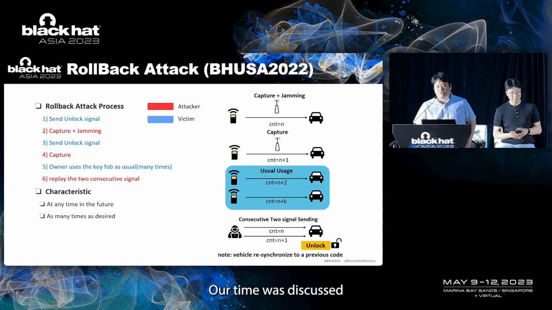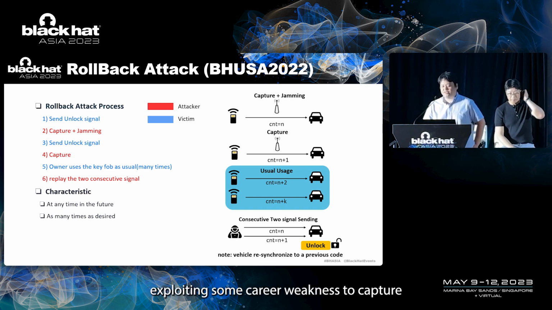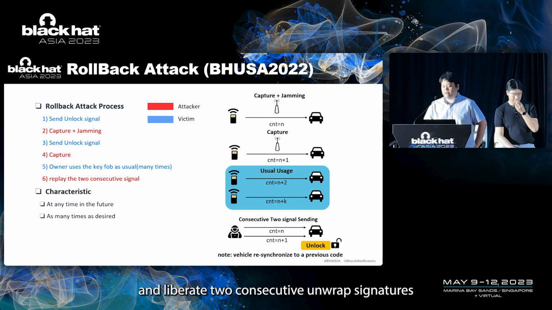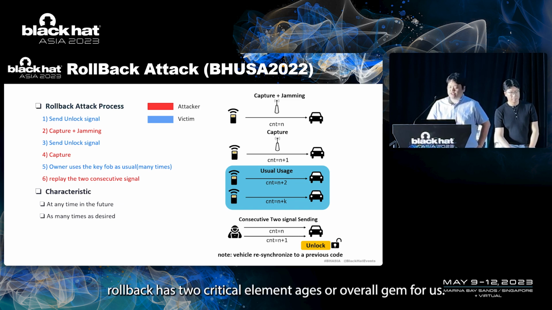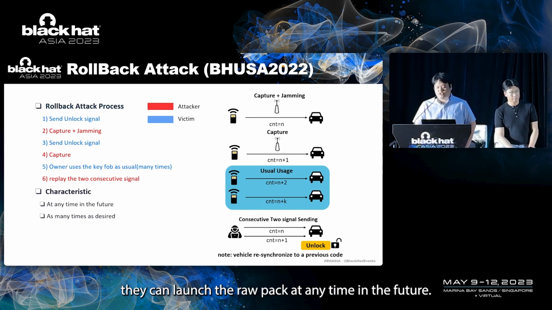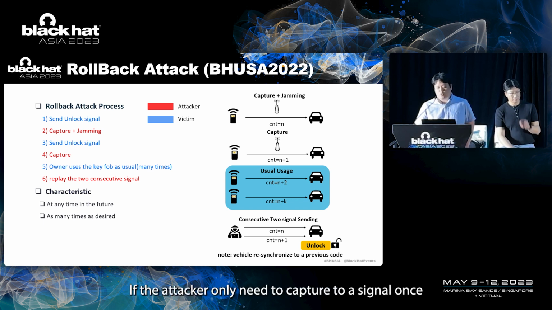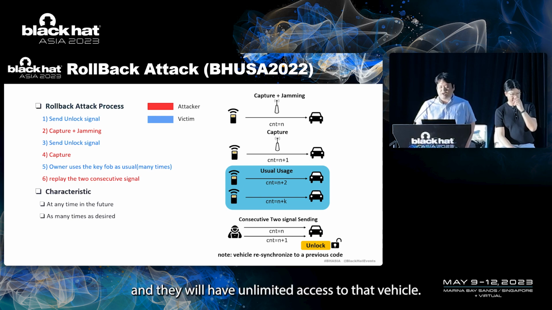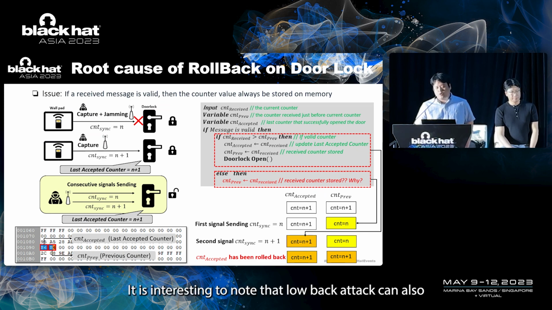The Rollback attack was disclosed last year as a new attack method. This attack involves exploiting an unclear weakness to capture and replay two consecutive unlock signals, allowing unauthorized access to the vehicle. Rollback has two critical advantages over RollJam. Firstly, once an attacker captures the signal, they can launch the rollback at any time in the future. Secondly, the attacker only needs to capture two signals once, and they will have unlimited access to that vehicle. It is interesting to note that the rollback attack can also occur in door lock systems.